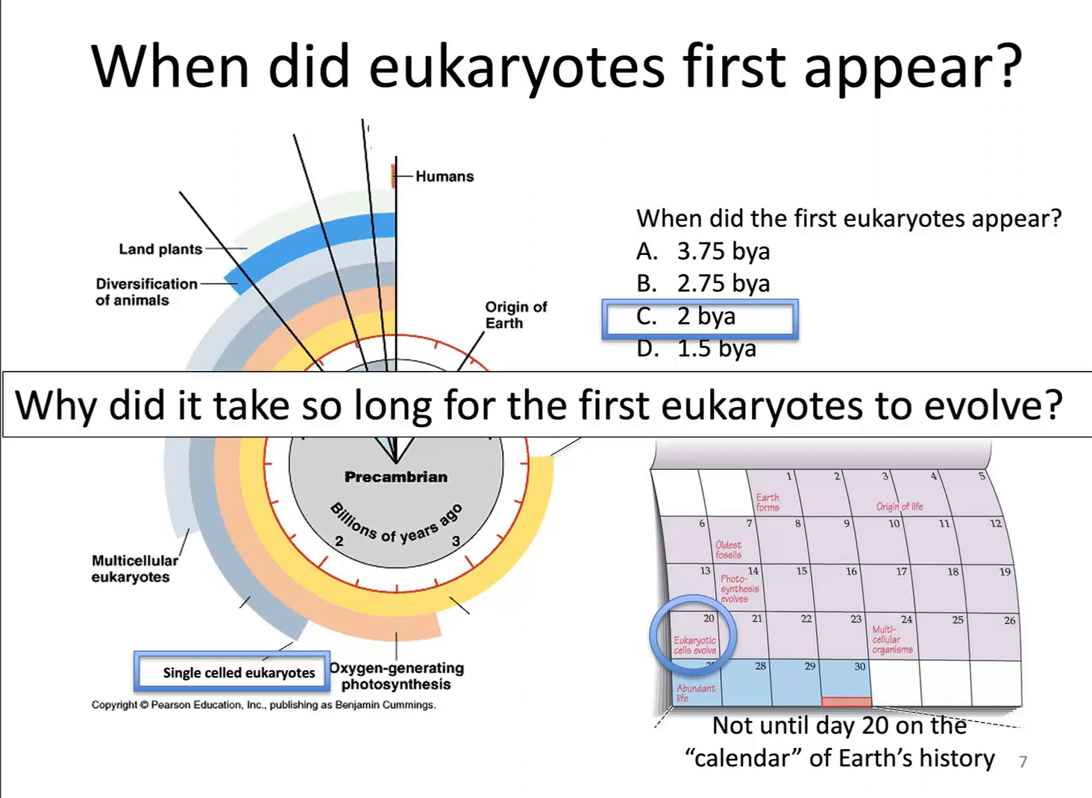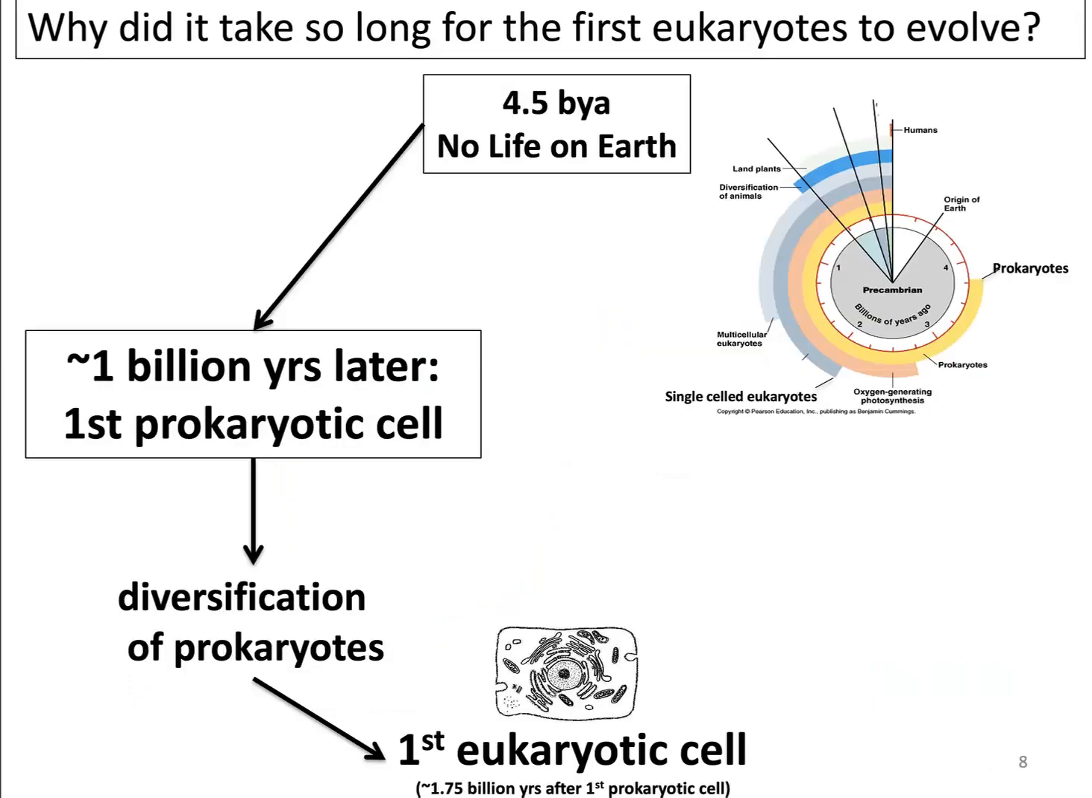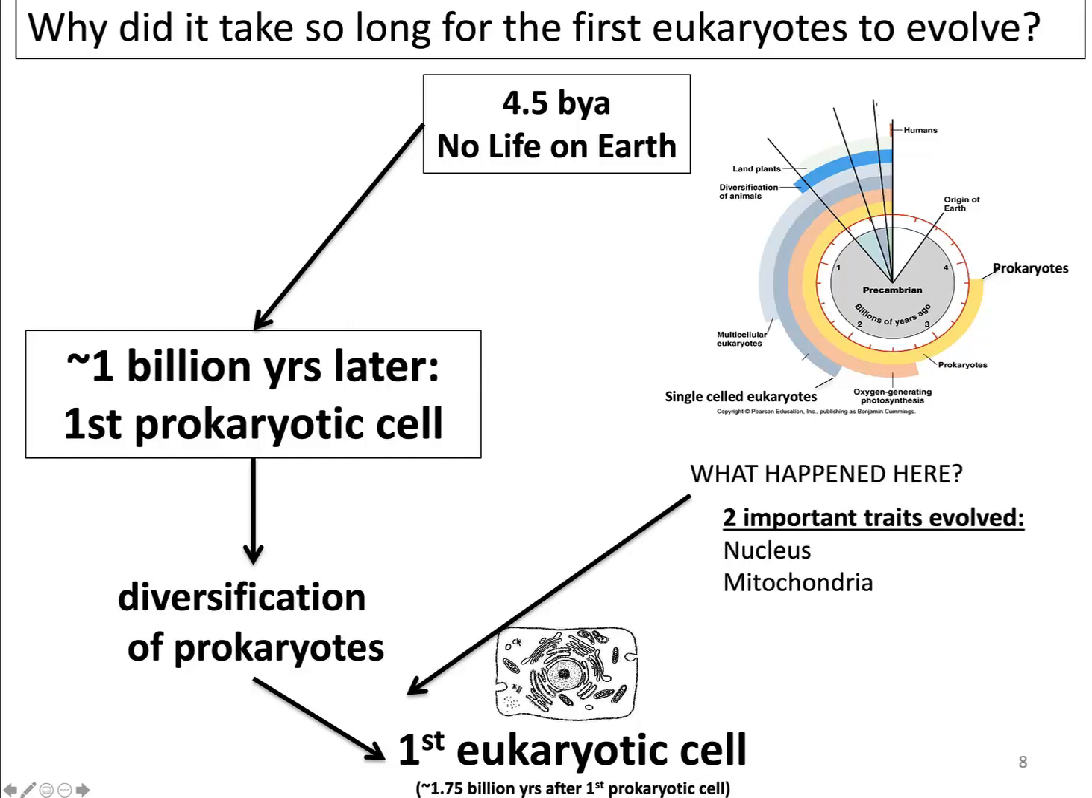So why did it take so long for the first eukaryotes to appear or to evolve? Just putting it into perspective, about 4.5 billion years ago is when the Earth formed and there was no life on Earth. And it took about 1 billion years later for the first prokaryotic cells to appear, the first life. And then you had diversification within the prokaryotes. And it wasn't until about 1.75 billion years after the first prokaryotic cell came around that we saw the first eukaryotic cells appearing. So what happened here?